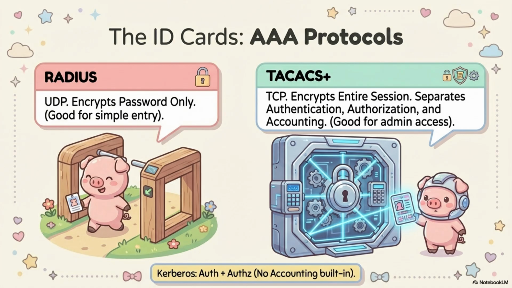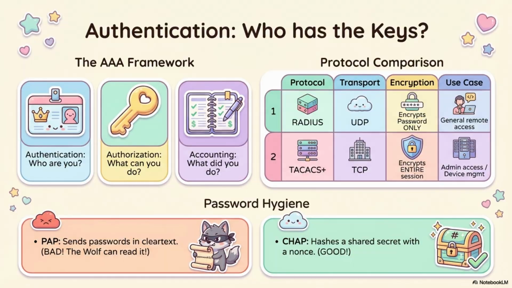RRAS and TACACS+ are AAA protocols because they provide authentication, authorization, and accounting. Authentication verifies identity, authorization determines access rights, and accounting records activity. Kerberos provides authentication and authorization but relies on other systems for accounting.